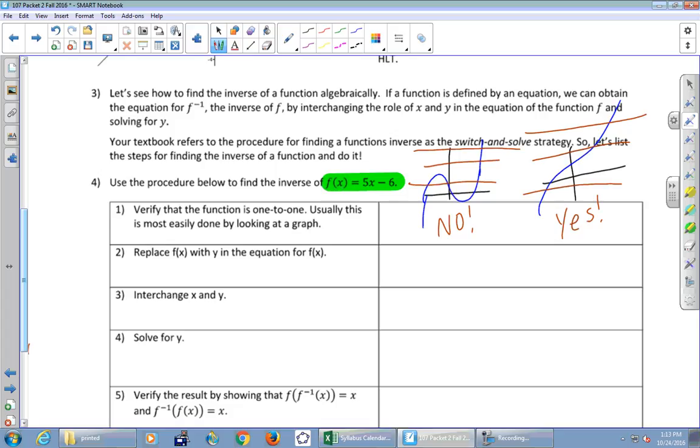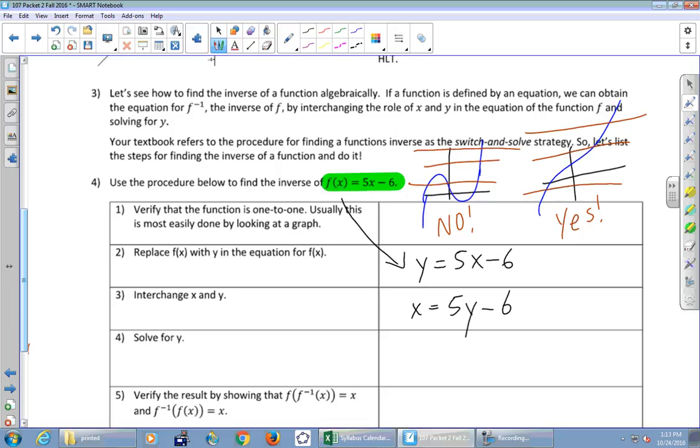Replace f of x with y. So all we're going to do is change the f of x to y equals. All right, that's an easy step. The next step is to interchange x and y. So the new equation is what? x equals 5y minus 6. Okay, so you interchange x and y. Makes sense. That's what inverse does.